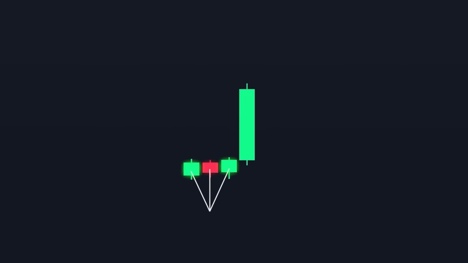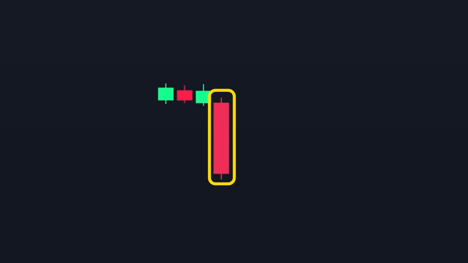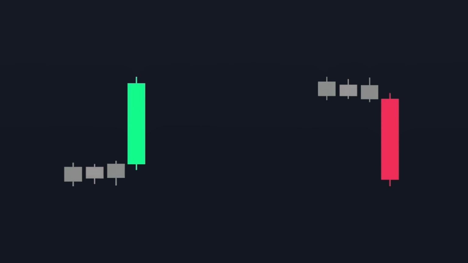The series of small candles represents consolidation, while the large candle is your breakout signal. For this to be valid, you need at least 3 consolidation candles, but the more you have, the more powerful the eventual breakout becomes. The bullish breakout pattern shows a large green candle breaking upward, while the bearish pattern shows a large red candle breaking downward. The color of the consolidation candles doesn't matter. What matters is their small size.